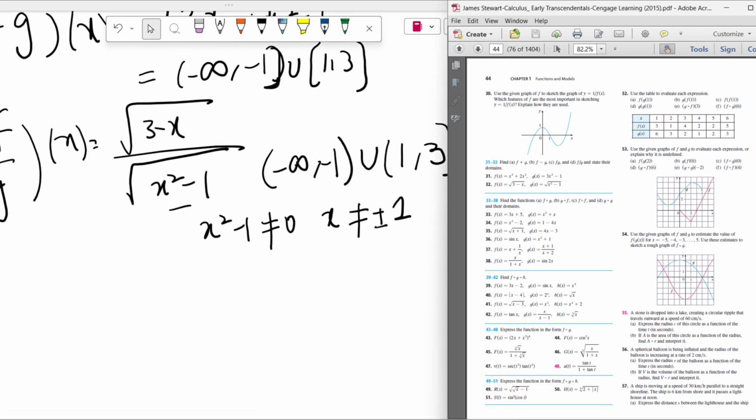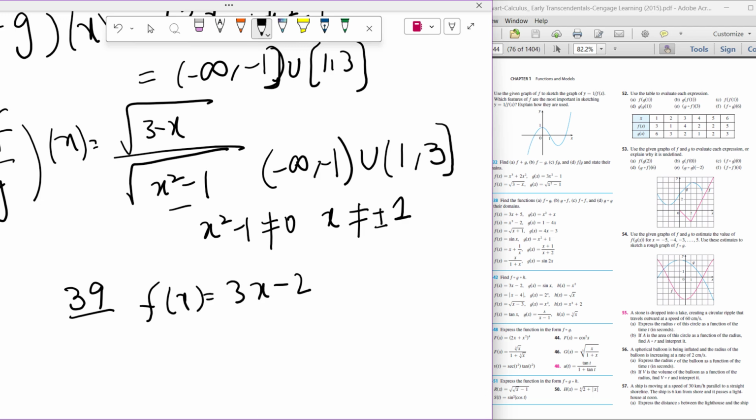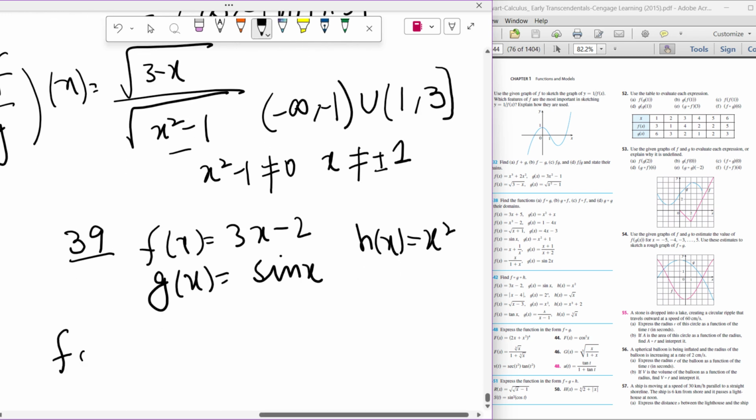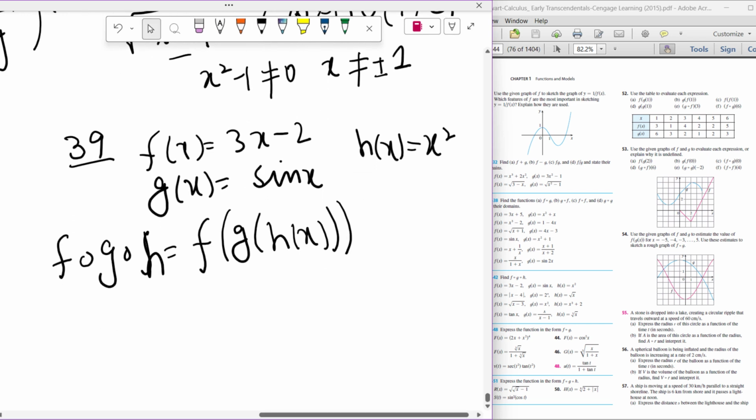Similarly, in the example problems 31 to 38, we have to find the composite of functions, and in problems 39 to 42, there are three functions. So let's do problem number 39, in which f of x is equal to 3x minus 2, g of x is equal to sin x, and h of x is equal to x squared. I have to find f of g of h of x. So this is the way we can write it.